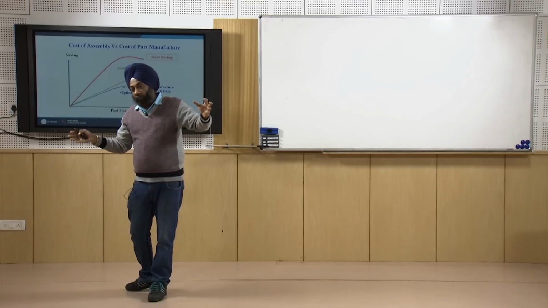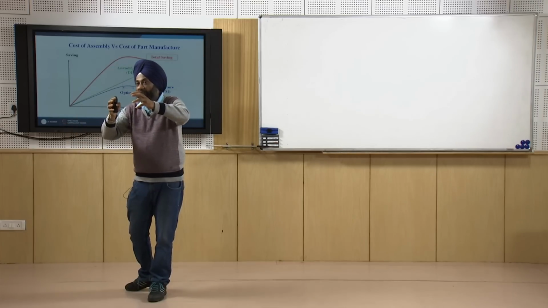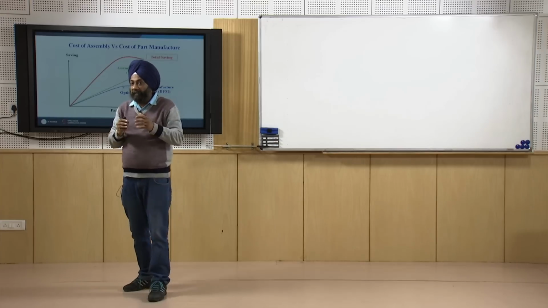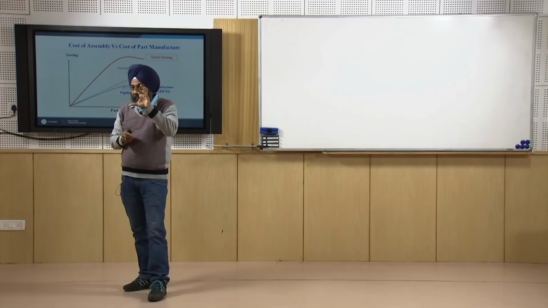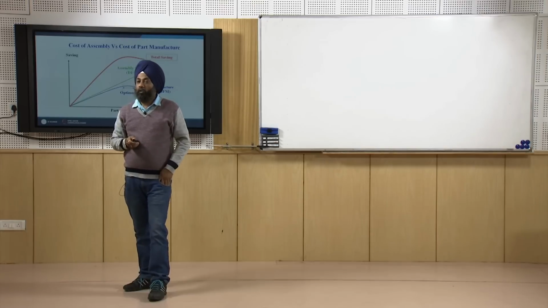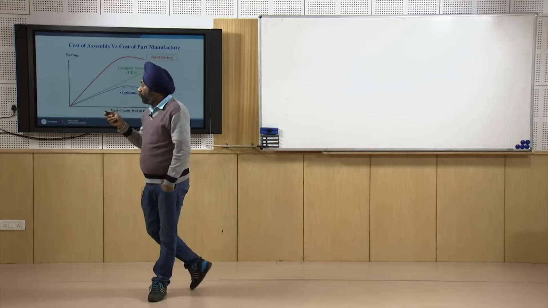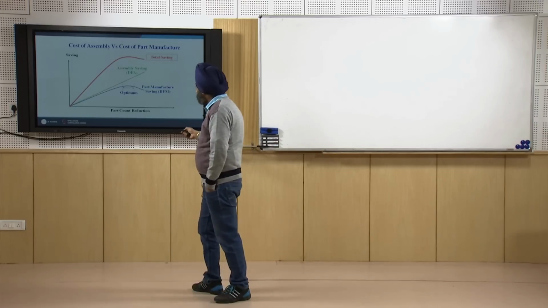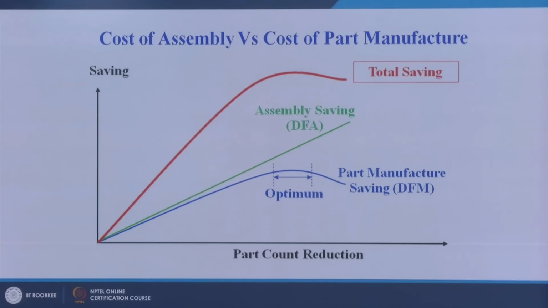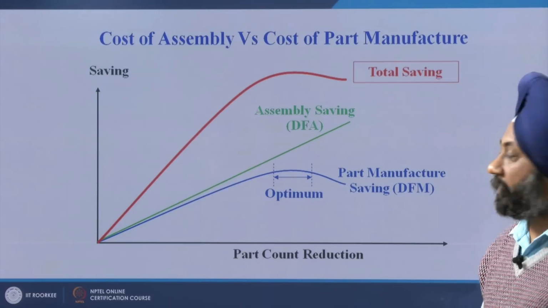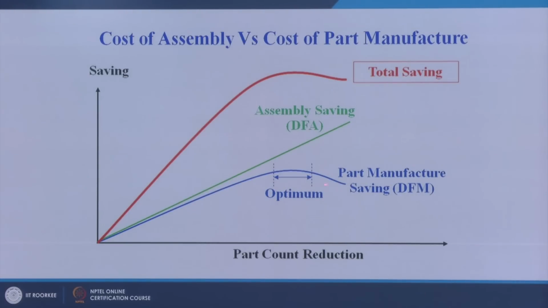But when we want to reduce the number of parts, as per the DFA or design for assembly guidelines, the parts will reduce, but the individual parts may become more and more complex. So that has to be taken care of. After an optimum part reduction, if we reduce the parts further, the savings potential comes down. But overall, if we follow the DFM and DFA guidelines, the overall savings are positive, maybe up to a particular part count, beyond which the savings potential goes down.